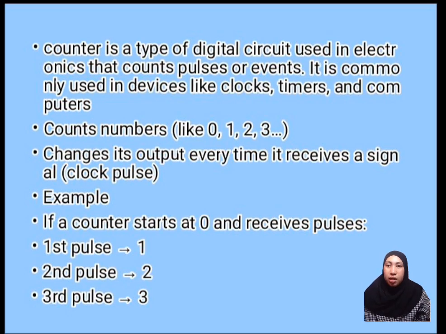A counter is a type of digital circuit that counts electronic events. It is commonly used in devices like clocks, timers, and computers. It counts numbers like 0, 1, 2, 3. Its output changes every time it receives a clock pulse. If a counter starts at 0 and receives pulses, the first pulse gives 1, the second pulse gives 2, the third pulse gives 3.